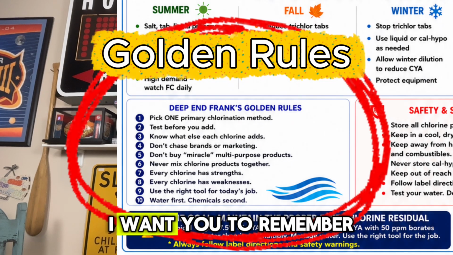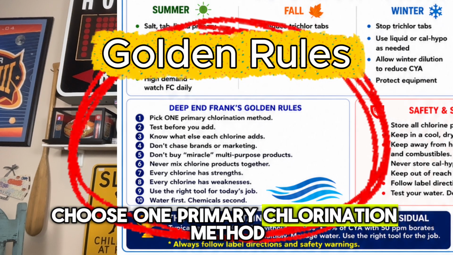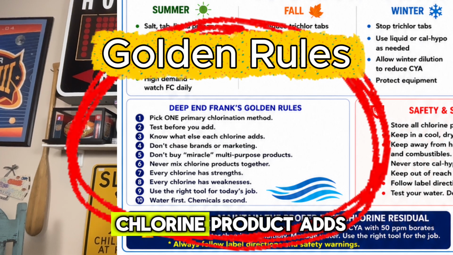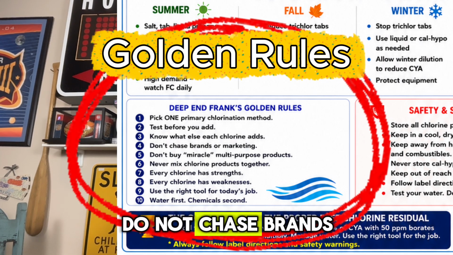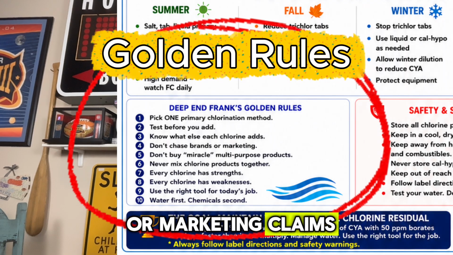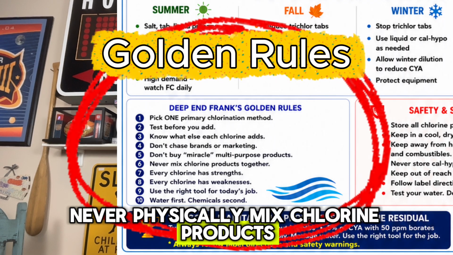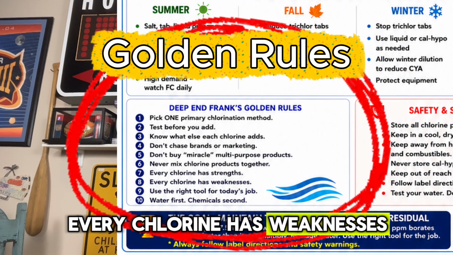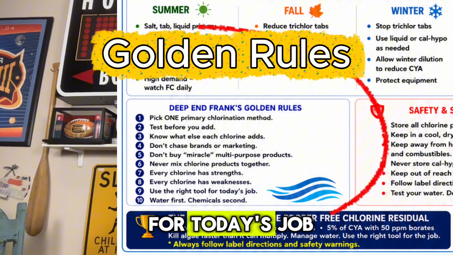Here are the golden rules I want you to remember. Choose one primary chlorination method. Test before adding chemicals. Know what else each chlorine product adds. Do not chase brands or marketing claims. Never physically mix chlorine products. Every chlorine has strengths. Every chlorine has weaknesses. Use the right tool for today's job.